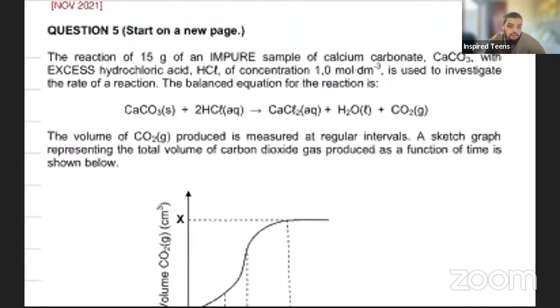The balance, so that's going to be our dependent variable if they ask, right? The balanced equation for the reaction is as follows: CaCO3 plus 2HCl gives us CaCl2 plus H2O plus CO2. It's the same as the previous one, right? The volume of CO2 produced is measured at regular intervals. A sketch graph representing the total volume of carbon dioxide gas produced as a function of time is shown below.